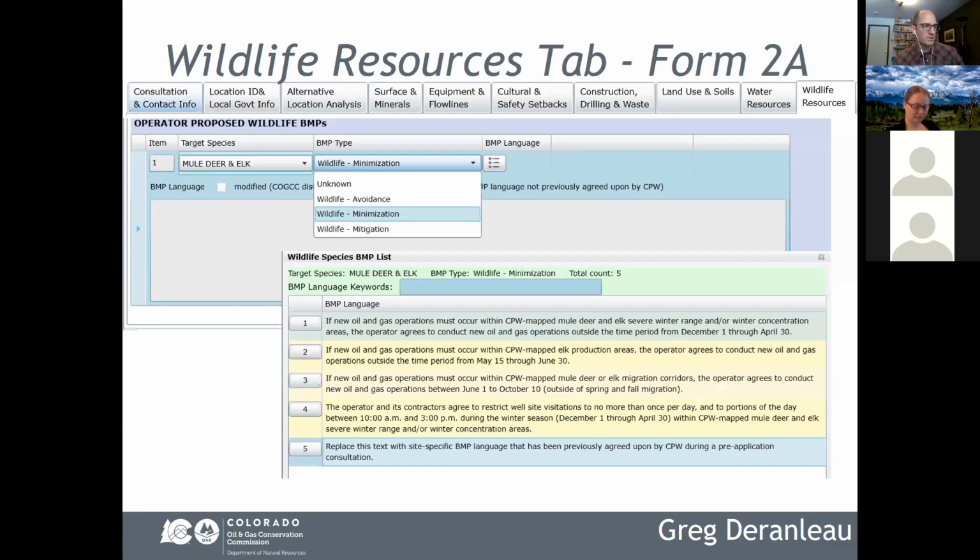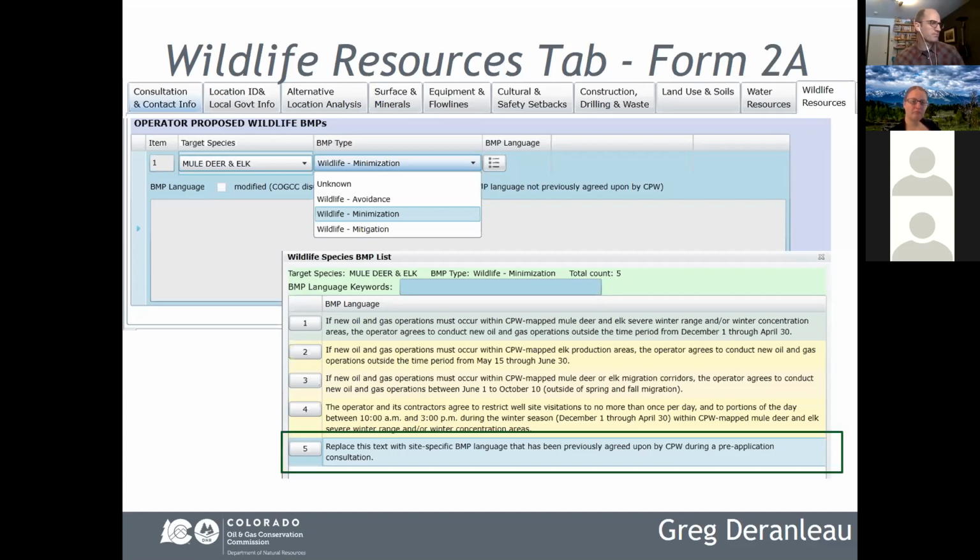It still functions the same way. When you click on minimization, you get the list, and then you select the number that you want, and you can go back in and select as many as you want. Some of the language has been updated for some of the species, and some new BMPs have been added for new HPH areas, for example, the aquatics. But most of the modifications are things that CPW has been working with operators on in consultation for a while. So in reading through the list, I don't see anything that's a big surprise in there.